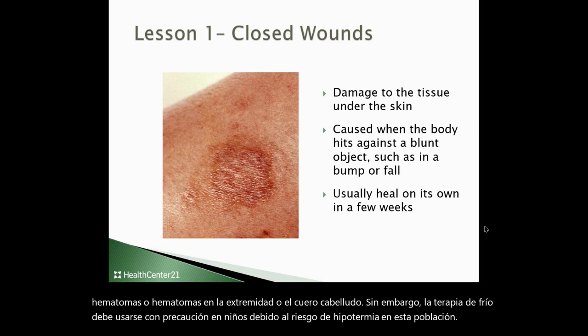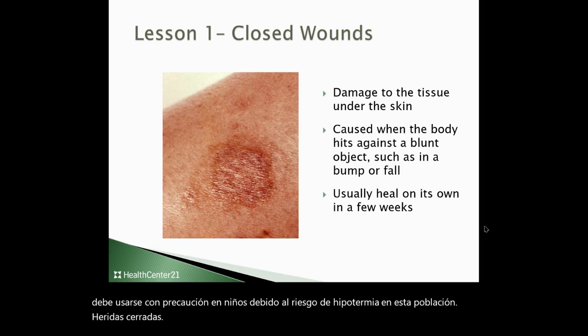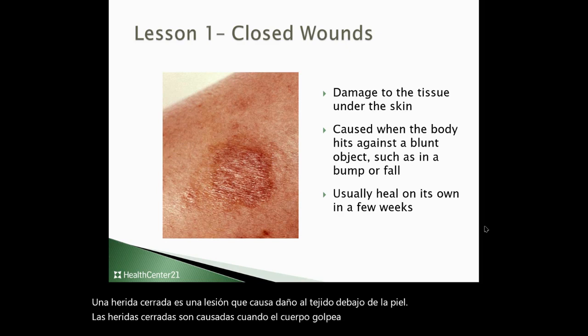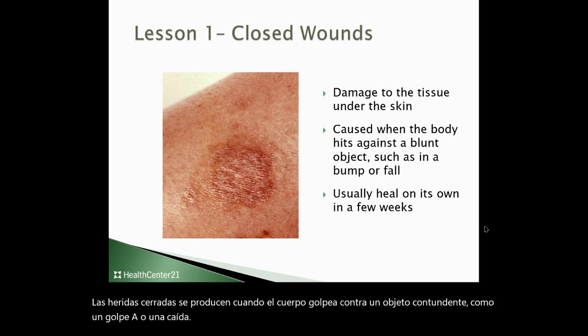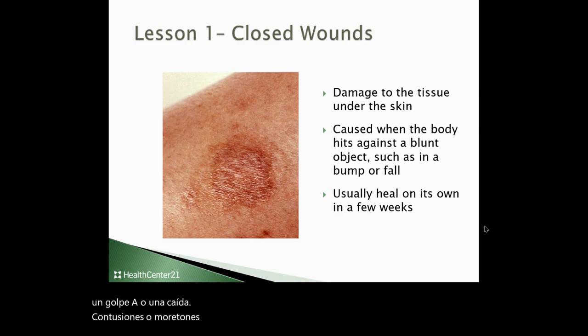Closed wounds. A closed wound is an injury that causes damage to the tissue under the skin. Closed wounds are caused when the body hits against a blunt object, such as in a bump or fall. Contusions, or bruises, and black eyes are examples of closed wounds. A closed wound will usually heal on its own in a few weeks.